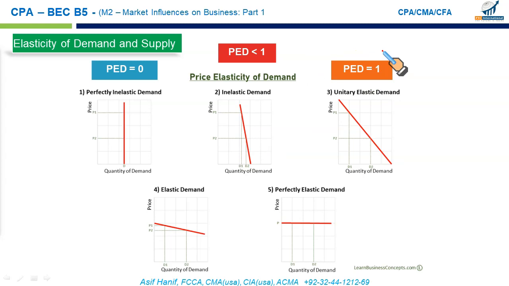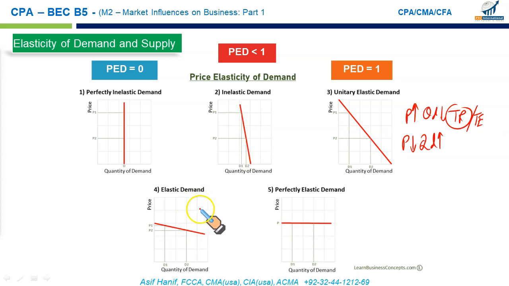Now the third case, PED is equal to 1. In this case, if the price goes up, the quantity demanded falls by the same proportion in such a way that the total revenue stays the same, no matter whether you increase or decrease the price. So price goes up, quantity falls, price goes down, quantity demanded goes up. The total revenue from the firm side and total expenditure from the consumer side stays the same.